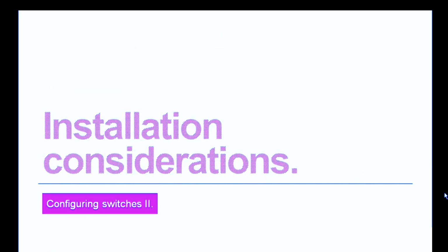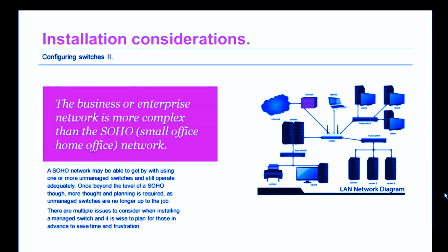Of course, I'm going to begin with installation considerations. The first installation consideration is whether or not you need a managed or unmanaged switch. The business or enterprise network is more complex than the small office, home office network. A SOHO network may be able to get by with using one or more unmanaged switches and still operate adequately. But once beyond the level of a SOHO, more thought and planning is required, as unmanaged switches are no longer up to the job. You are going to need managed switches.